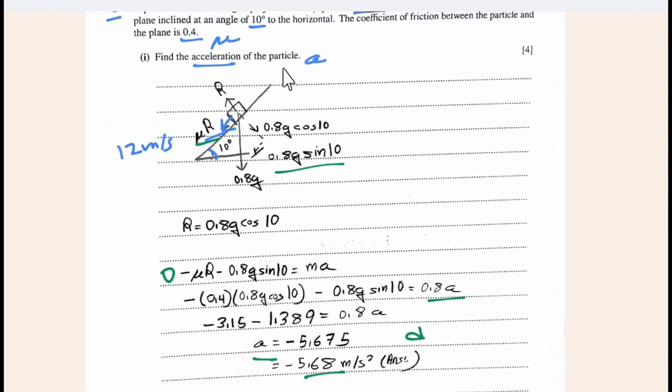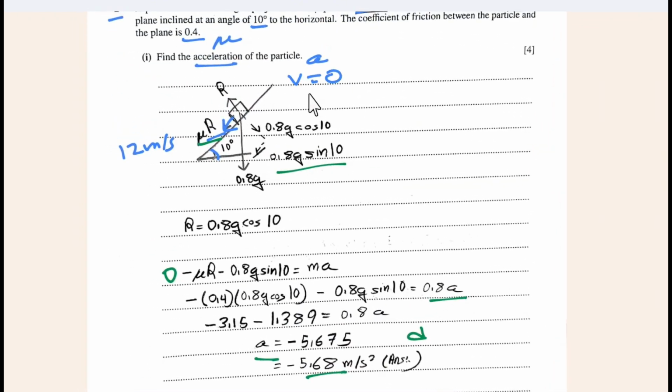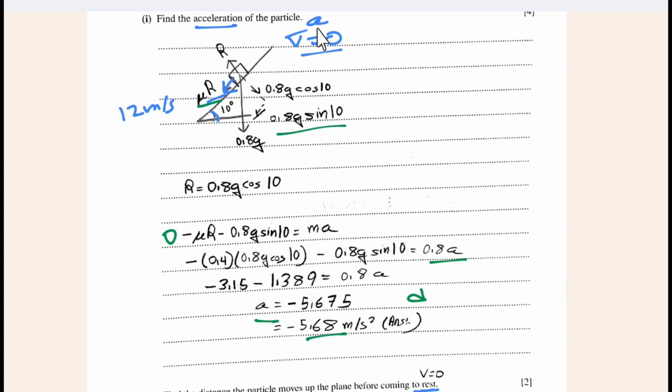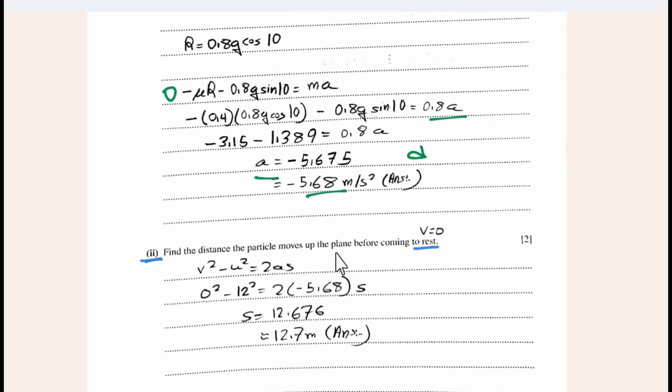Find the distance the particle moves up the plane before coming to rest. Before coming to rest means before the speed becomes 0, so what distance does the particle travel? We know the final speed is 0, and the initial speed is 12 meters per second. So v squared minus u squared is equal to 2as, and we need to find the distance s. We found the acceleration as negative 5.68, so we substitute the values to find the distance, that is 12.7 meters correct to 3 significant figures.